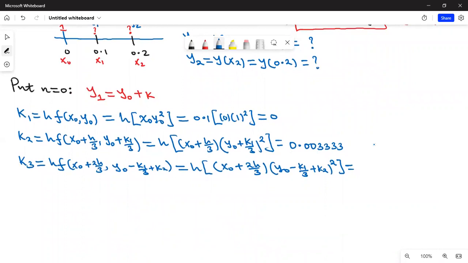You should be able to get the value of k3 to be 0.006711. K4 is equals to h f of x naught plus h, y naught plus k1 minus k2 plus k3.